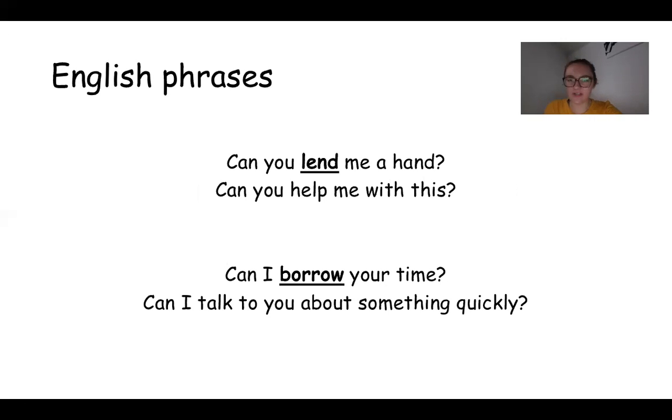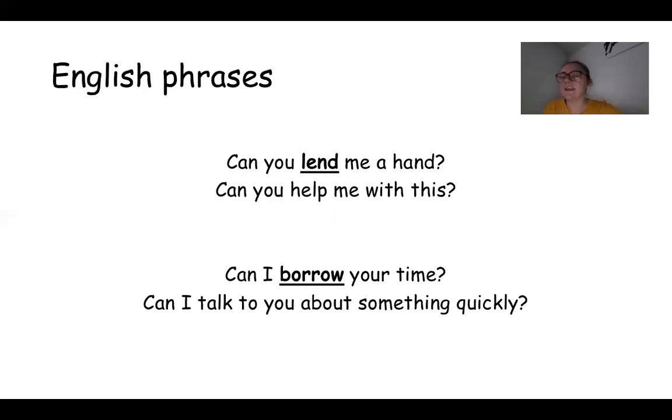And then I wanted to talk to you about some English phrases that you'll hear that don't make sense with the verbs that they're used with. So, can you lend me a hand? Just means, can you help me with this? They're not asking you to give them your hand. That's not what they're asking. They're asking you, can you help me with this? That's what can you lend me a hand means. And people could say, can you lend me a hand? Can you give me a hand? It just means, can you help me with this, right?